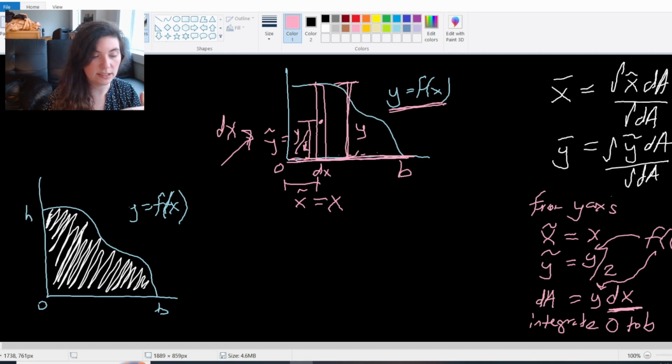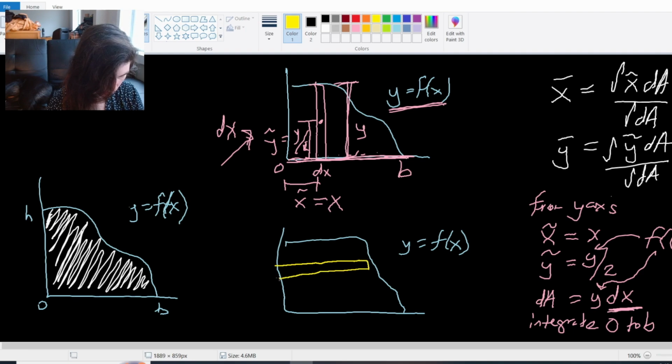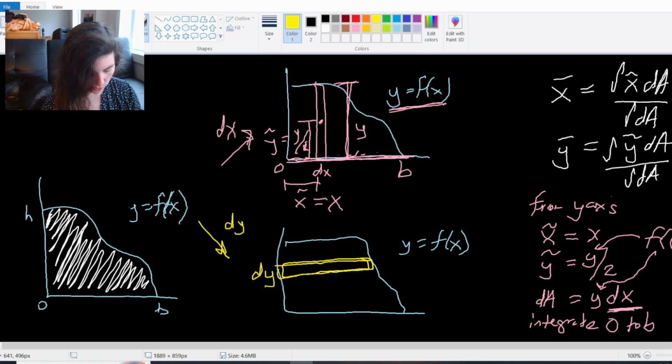We can also slice it in the y direction. If I draw my little guy out here again, we'll pretend that's the same shape. y equals f of x, same equation. But now I'm taking a dy, a horizontal slice. We'll pretend that reaches all the way to the end there. This width is dy. dy is the case that we're looking at now, where we'll notice that I have a full length here. Right, this full length is x.